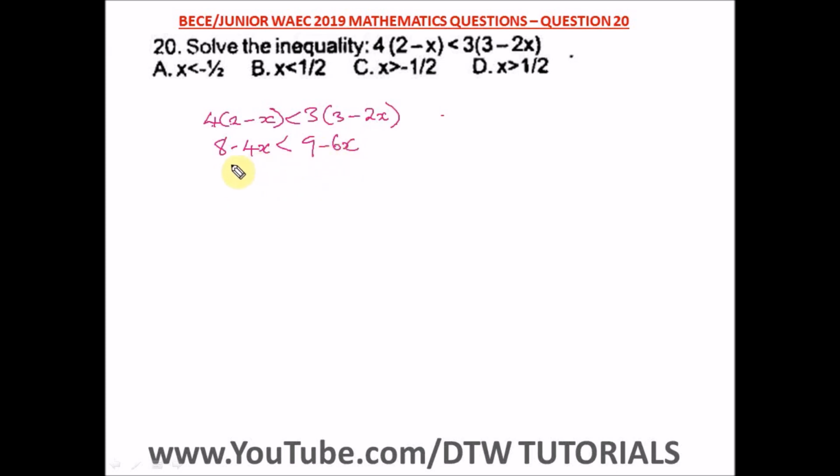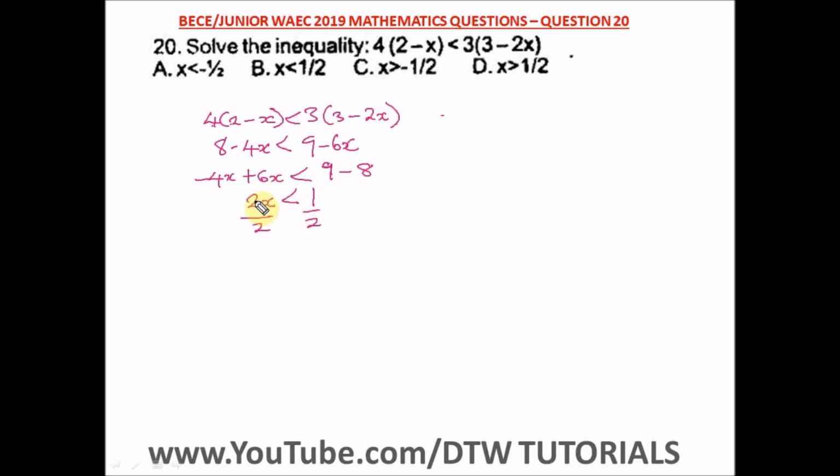Okay, so let us rearrange this. So we have minus 4x here. Taking minus 6x to this side is going to give us a positive 6x. So we have minus 4x plus 6x less than, taking 8, which is positive, to this side, we're going to have a negative 8. So we have 9 minus 8. From here, minus 4x plus 6x will give us a positive 2x less than 9 minus 8, which is 1. To get x, we have to divide both sides by 2.